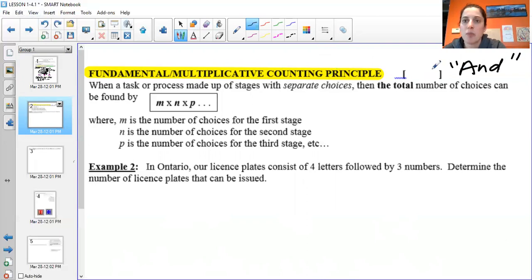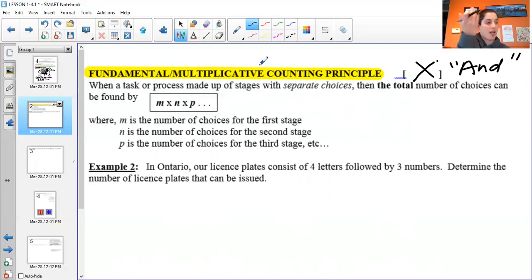And we had to multiply each stage. So the fundamental multiplicative principle means you're multiplying. When a task or a process is made up of stages, whether it's digits, or windows opening and closing, that's another one, I think. Anything that has different separate stages. So the window opening and closing, that's number 12.